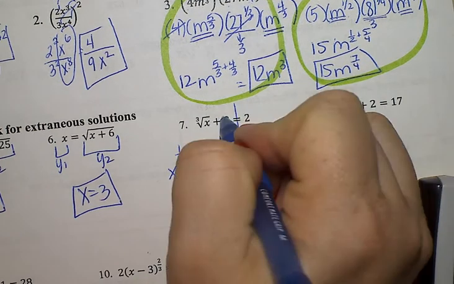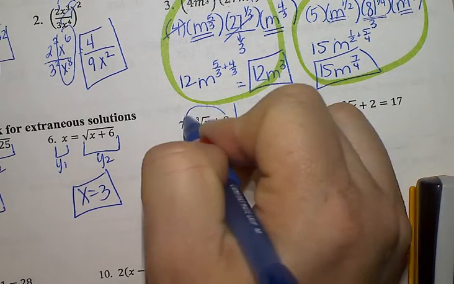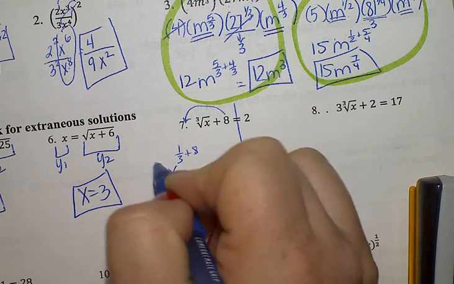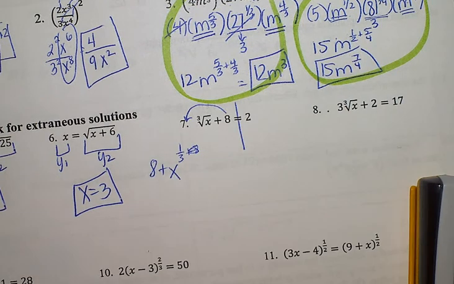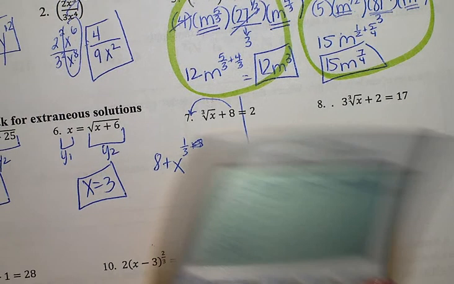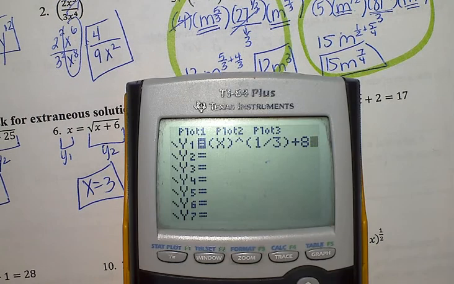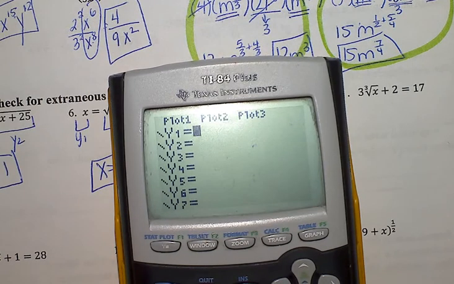whatever number is here, I'm just going to put it in front so there's no confusion. So it's going to look like this. It's the exact same problem. I just put the 8 in front so I don't have any mistakes. So I'm going to do it like this. You can do it with me at the same time. 8 plus x raised to the 1/3 power.